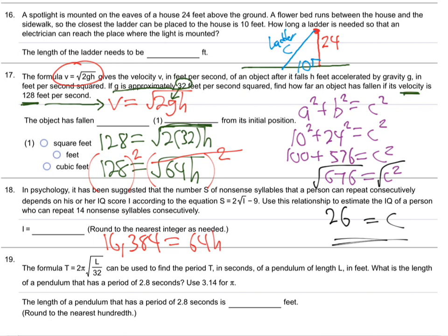64h. Last step to get h alone. Now the root's gone, right? They're just testing that you remember to get rid of a root with squaring. Last step, divide by 64. Divide by 64, you're going to get 256. H is 256 feet high. Must have dropped that object from 256 feet. I can tell you it's right. All right.